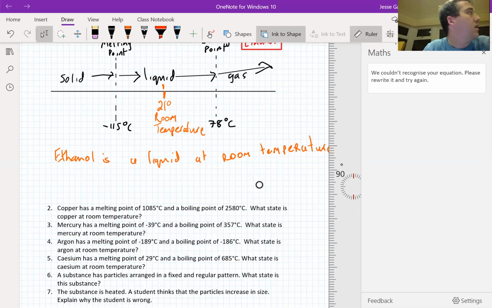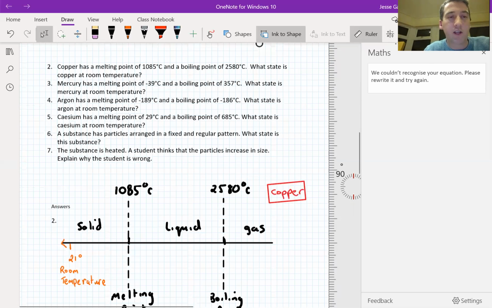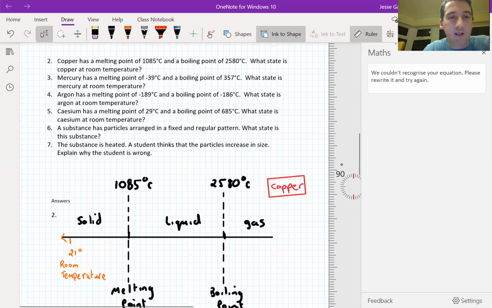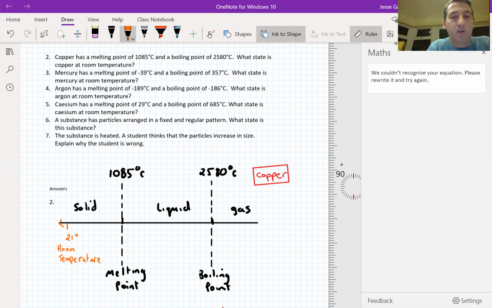Okay, this is what you should have done. Here is number 2. The substance was copper. It says copper has a melting point of 1085 degrees and a boiling point of 2580. That's what I have here. I've done them the opposite way here. I've put the words underneath on this one and the numbers above. That makes no difference at all. Same thing. So I've got the melting and the boiling point plotted.